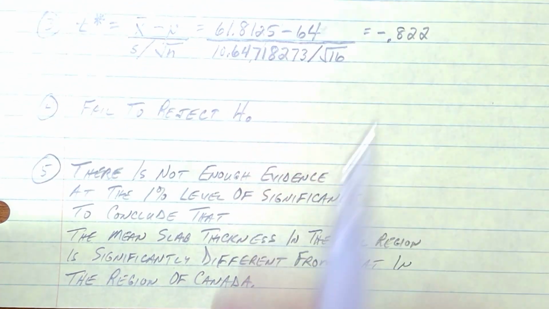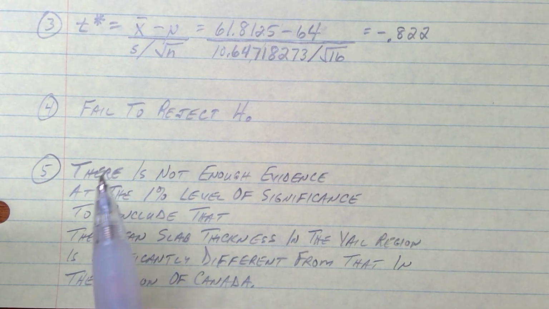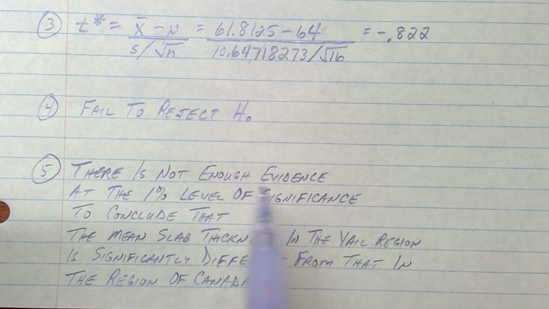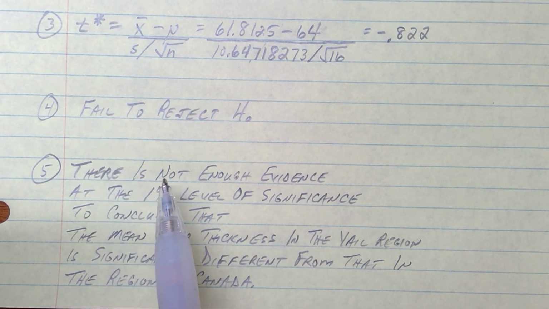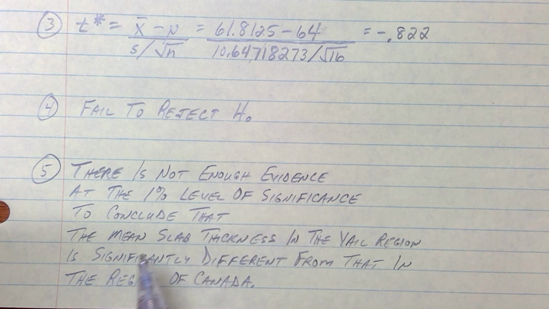And then finally, just interpret it for grandma or whoever's reading this. There's not enough evidence. I failed. I didn't gather enough evidence to conclude that, and then restate your challenge: the slab thickness in Vail is significantly different from that in Canada.